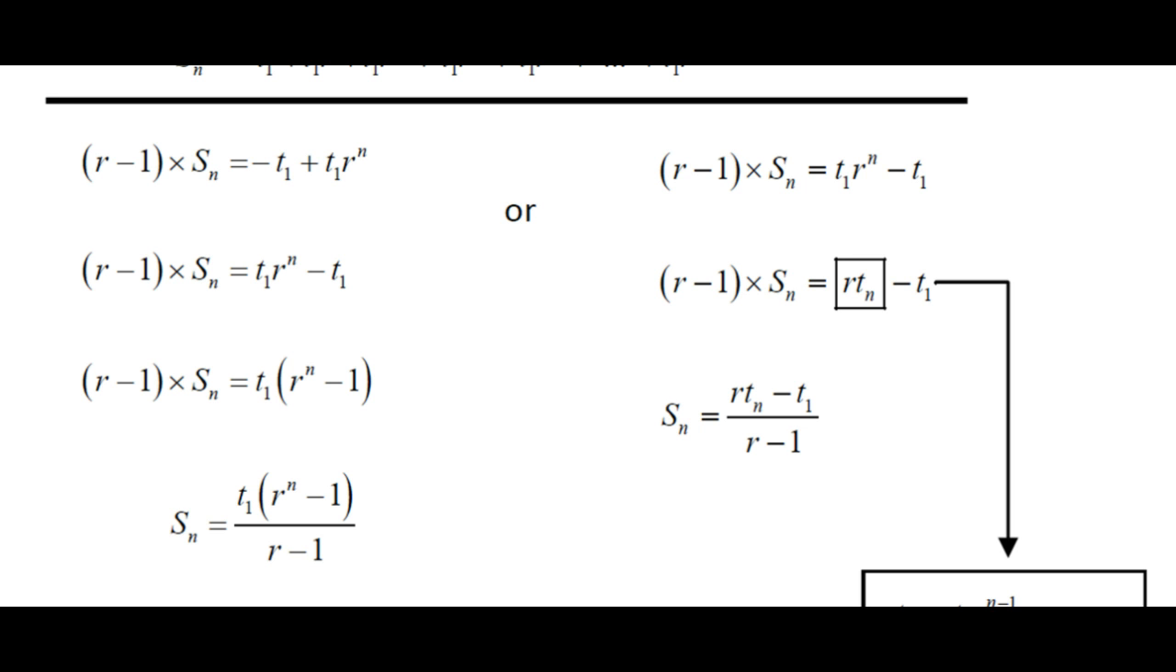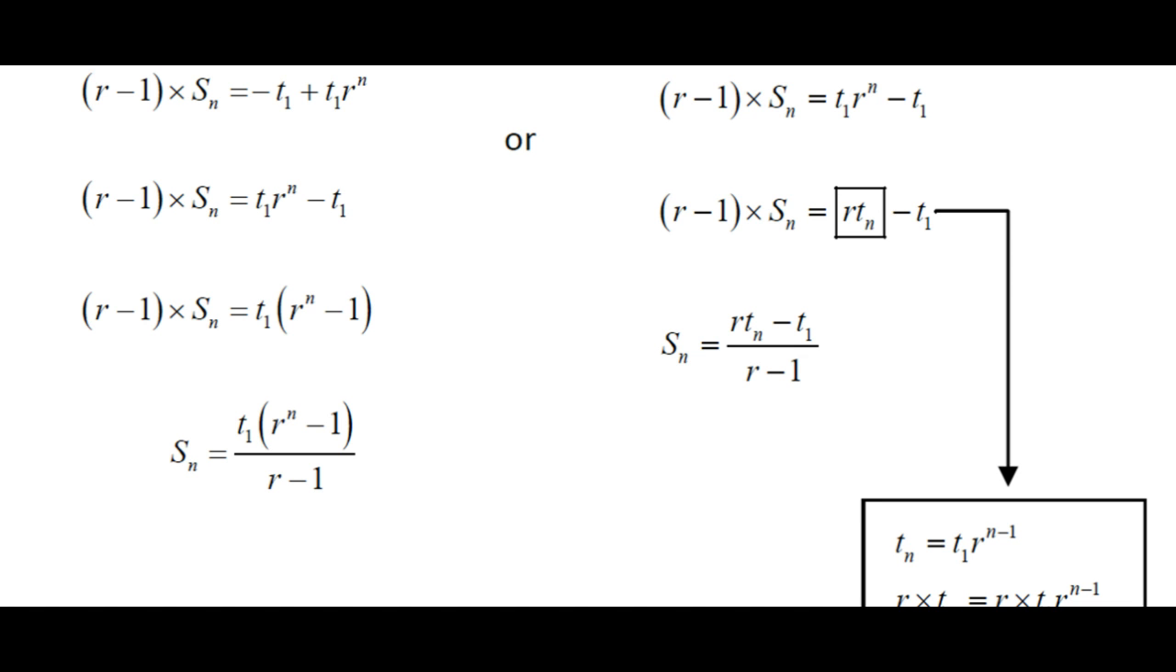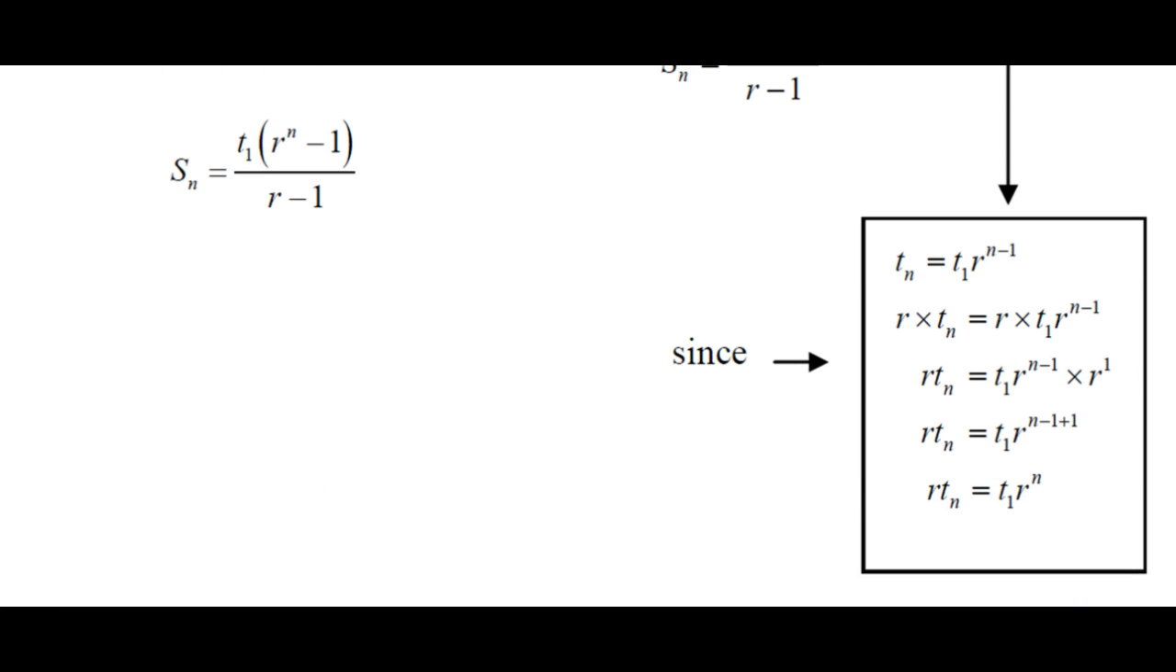So if we look at this, T1R to the n minus T1, so this goes down here and says, well, okay, how does this become R times Tn? We've got T1R to the n. That comes from here. So T sub n is T1R to the n minus 1. Multiply both sides by R, so R times Tn becomes R times this. R times Tn, this is R to the 1. Multiplying powers with the same base, you add the exponents, so we get T1 R to the n minus 1 plus 1. So R times Tn is T1 R to the n.